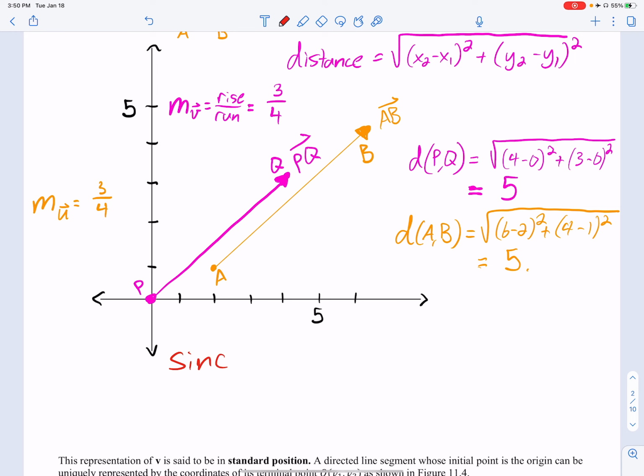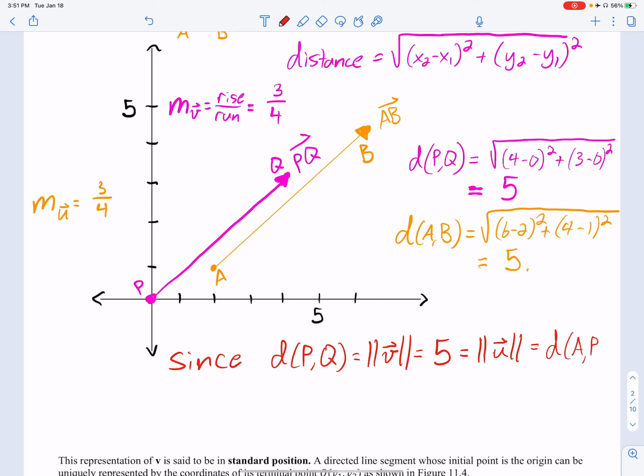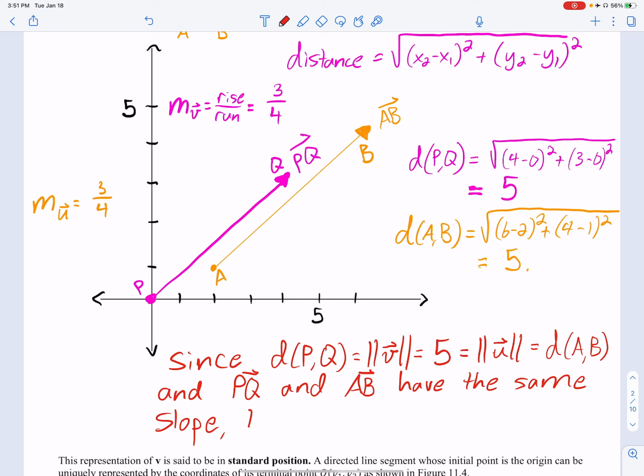So since the distance between P and Q, which is the magnitude of vector V, is 5, which is also the magnitude or length of vector U, which is the distance between A and B. So since that's true, and PQ and AB have the same slope, then V and U are equivalent.